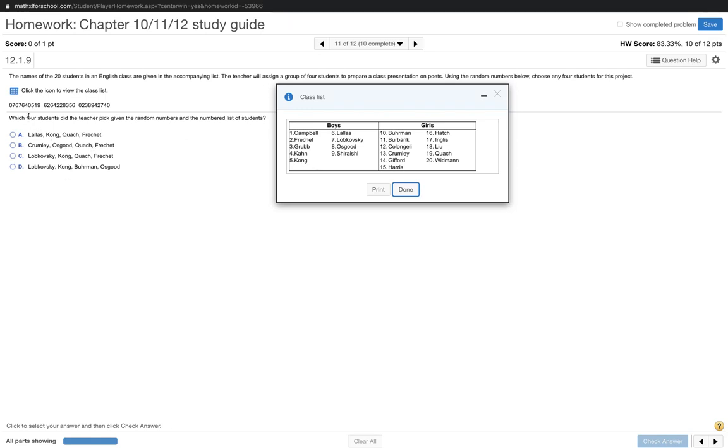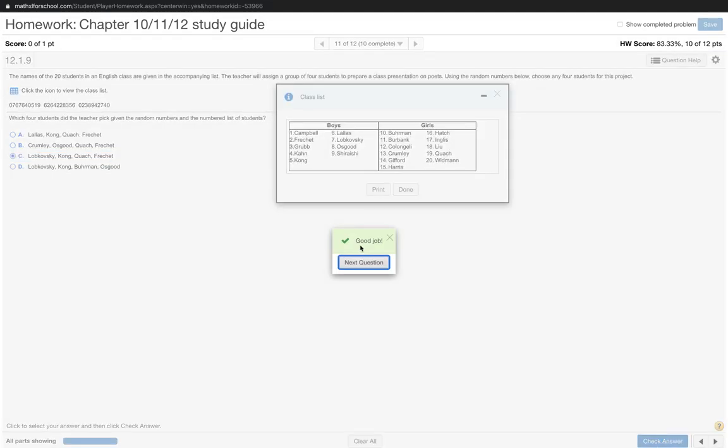Well, that doesn't help us, so we're going to keep going. The next one is 19, which is Quack, or I don't even know if I'm saying that right. If we look at our 2 choices we're down to, we could stop right there, because C has Quack as the third student and D does not. So the answer in this case is C.